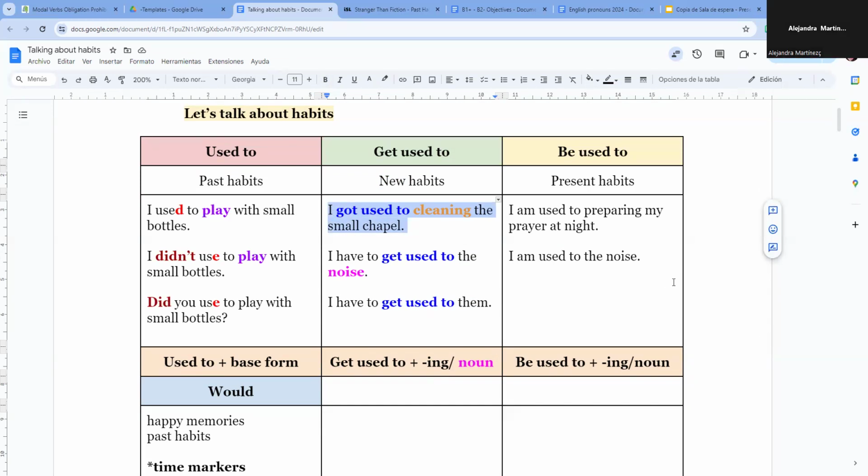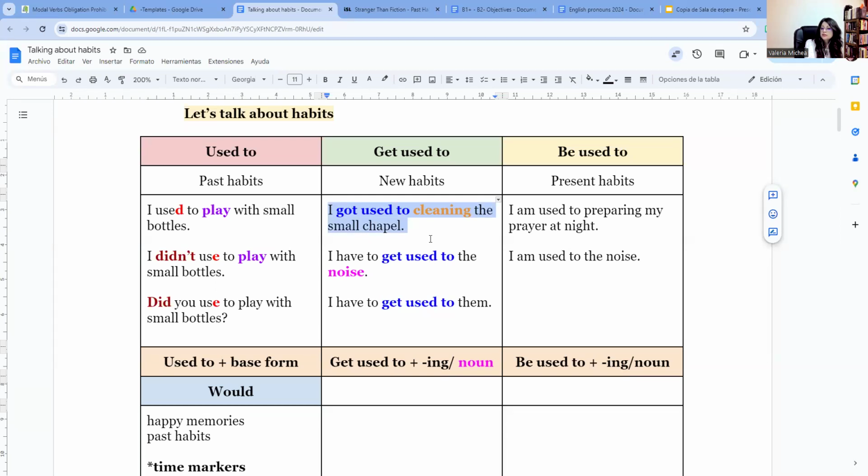Tengo que acostumbrarme. Oh, like the second one. Estaba acostumbrado. Yeah, yes. The second one is tengo que acostumbrarme al ruido. But what about this one? I got used to cleaning the small chapel. Me acostumbré. There you go. Thank you very much, Alejandra. So yes. Me acostumbré a limpiar la pequeña capilla, I would say.